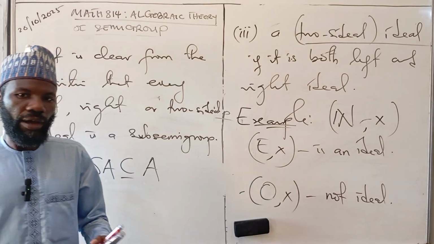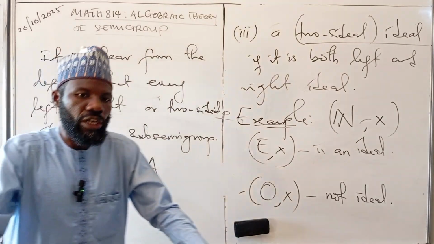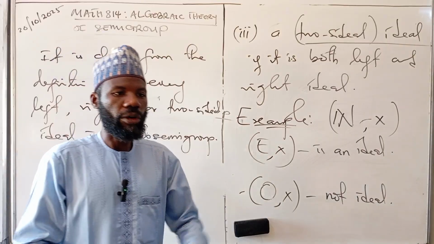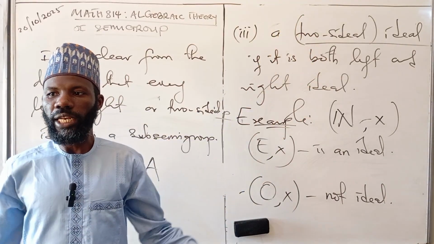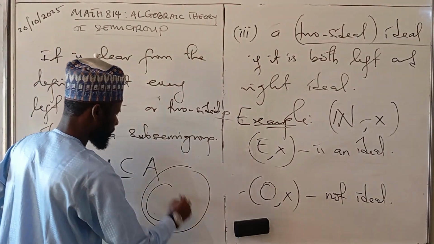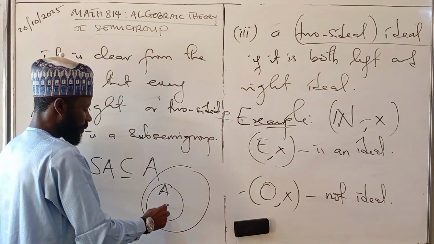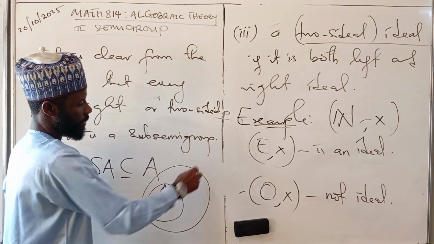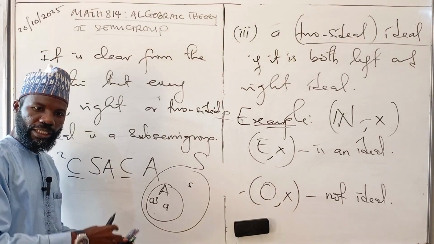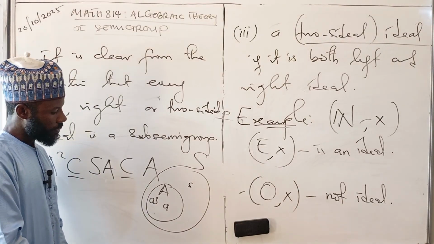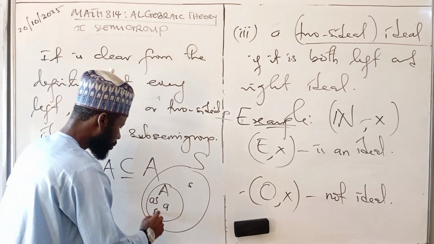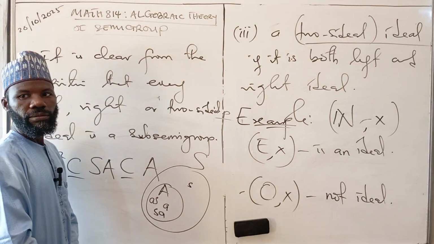So ideals are subsemigroups with some additional property or additional power. The power of absorbing elements from the larger semigroup. Okay? You have the big semigroup, you have the small subset, and then if you take any element from here and any element from the big semigroup and multiply, the resulting product will fall inside the smaller portion for the right ideal. For the left ideal, if I do the multiplication like this, it's still inside.